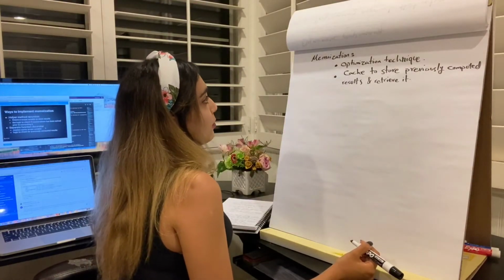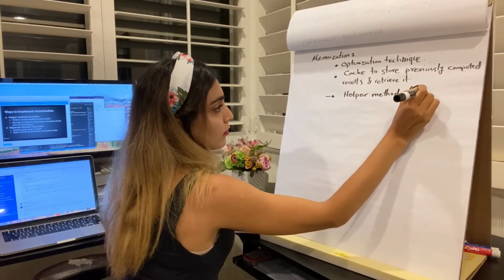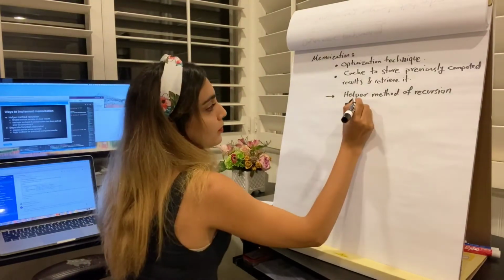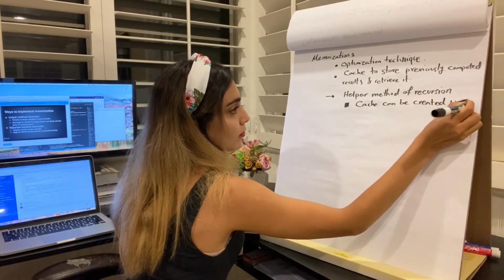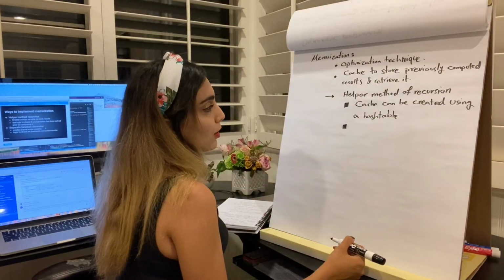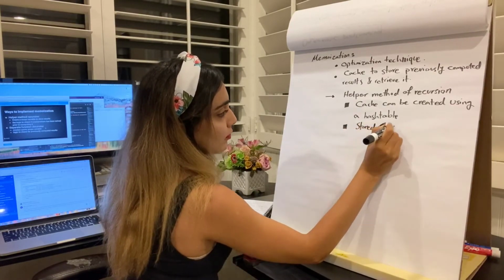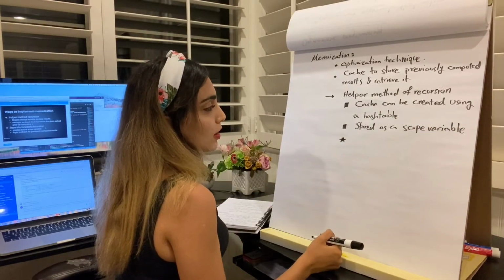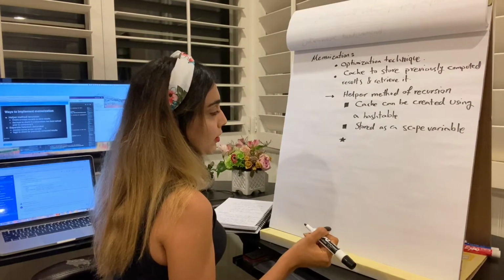So there are two ways to implement memoization. First is the helper method of recursion. In this case, a cache can be created using a hash table. This hash table is going to be stored as a scope variable. Prior to calling a subproblem, we can check the cache to see if the result has already been computed.